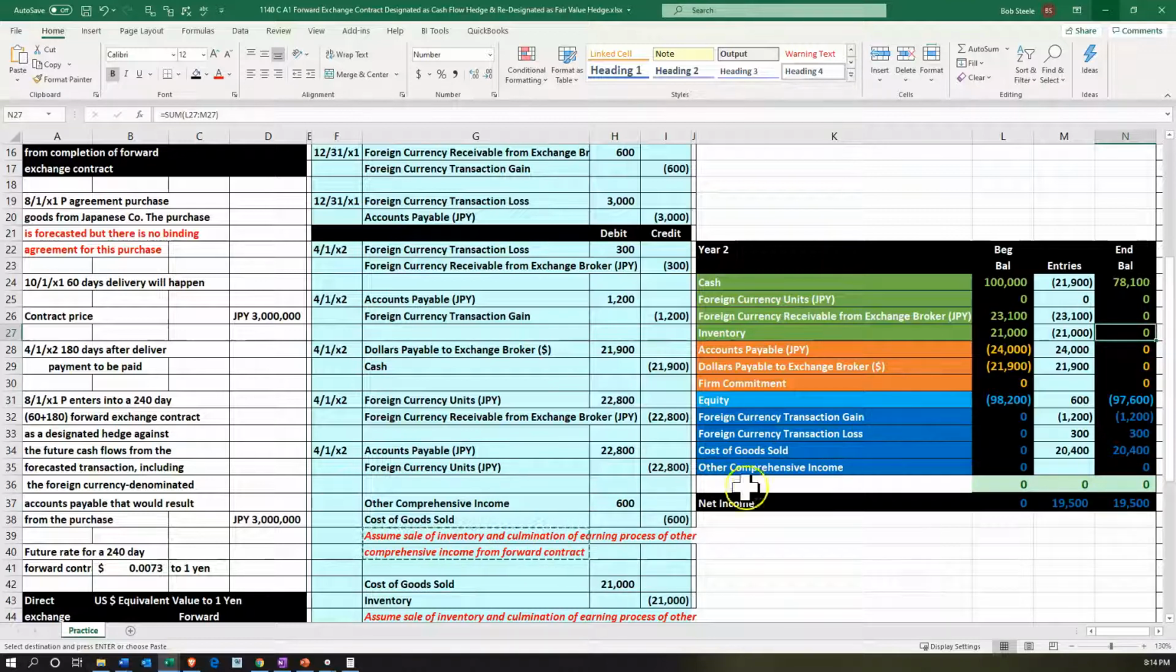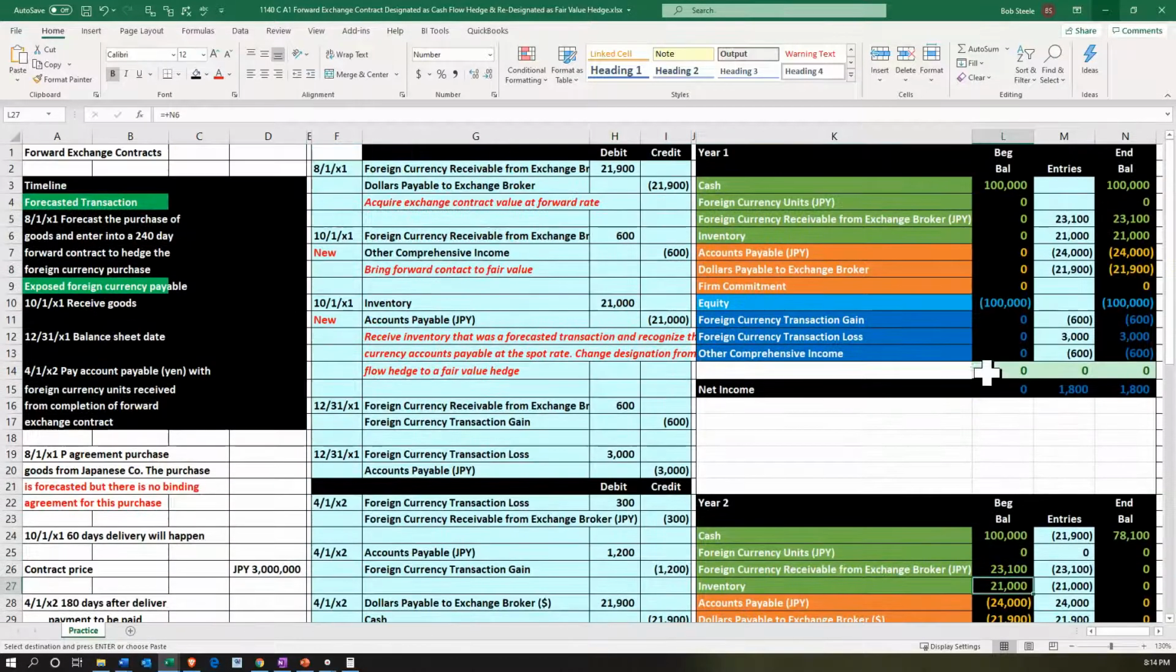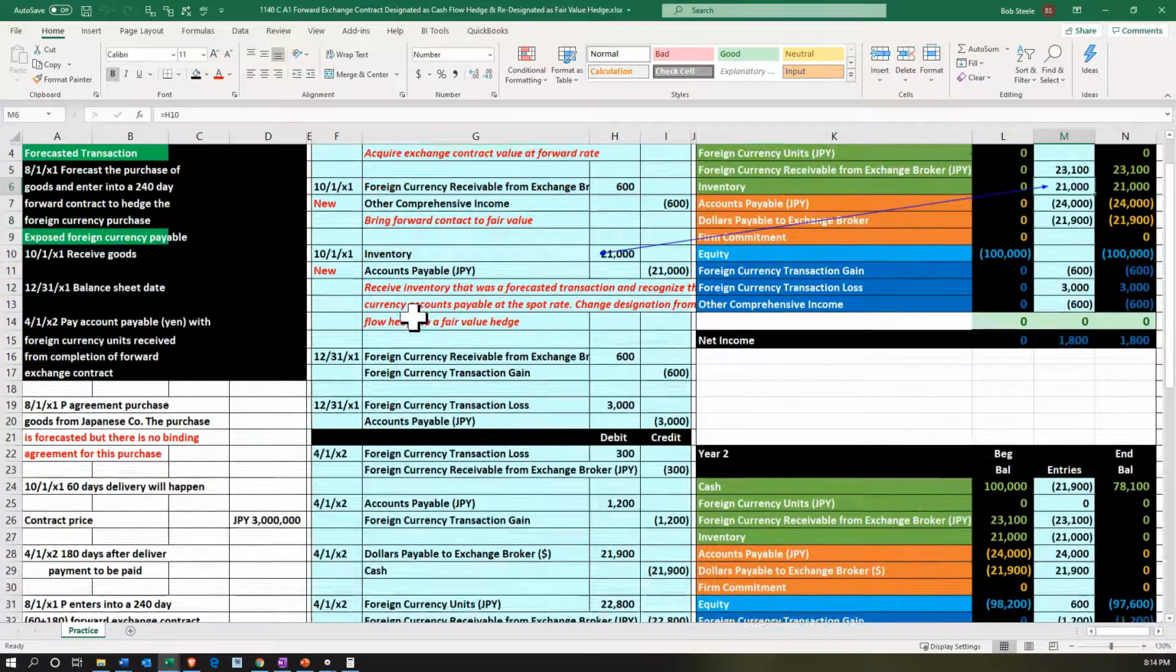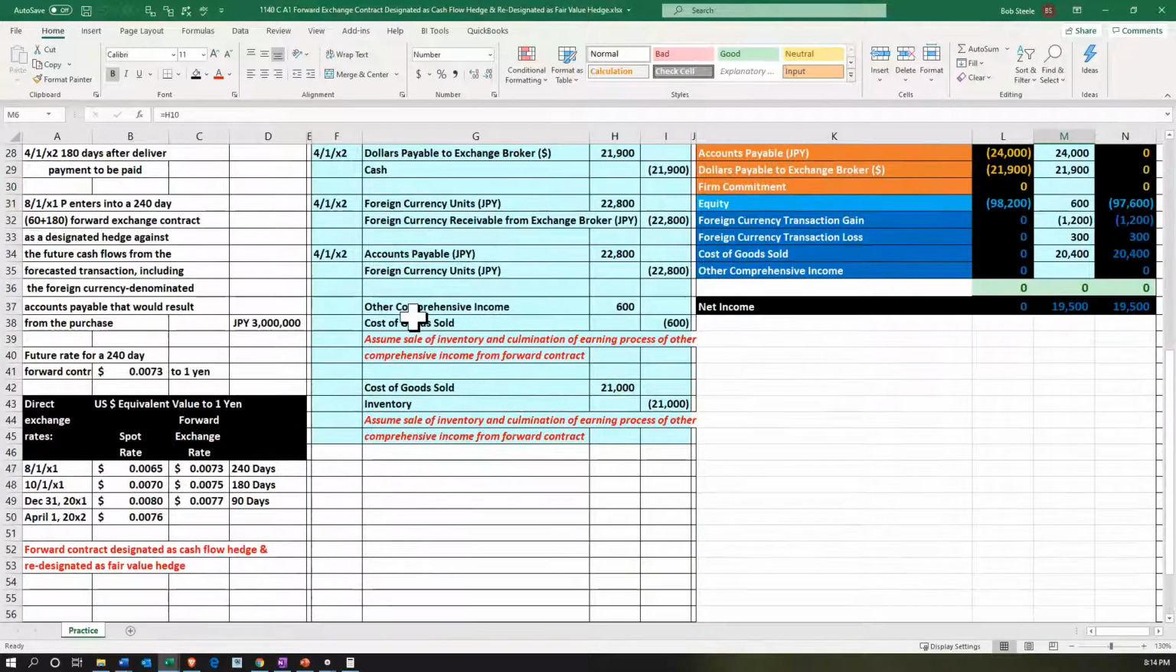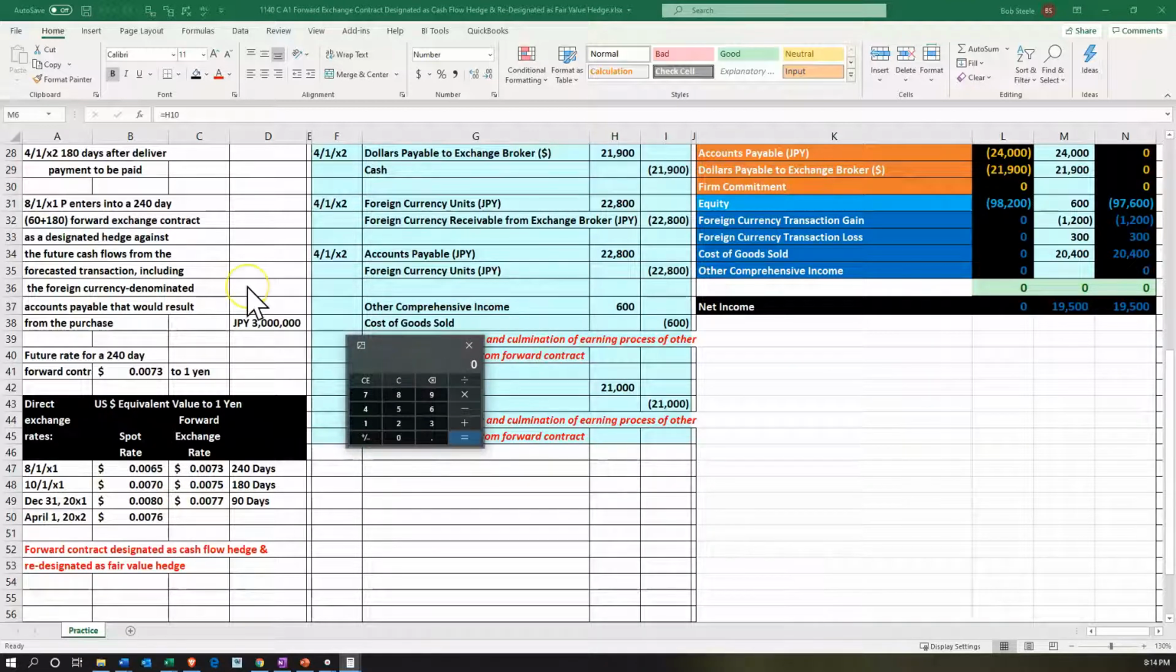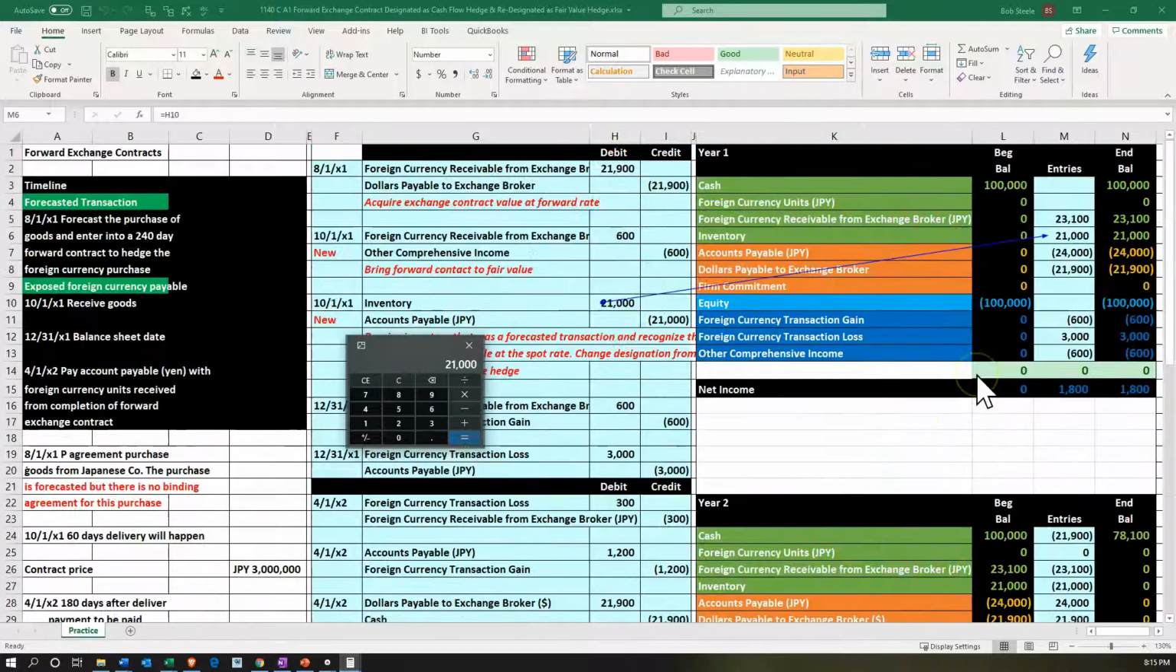So we took that one last step to see what the effect would be on the comprehensive income. Notice the inventory is on the books. If we look up top, it's on the books here at the inventory at the point in time that we actually received it. And then it didn't really change from that point in time, right? We said, okay, if we pull up the trusty calculator, we had the 3 million times the 0.007, because this is when we actually got the inventory on 10/1. That's the spot rate. That's the 21,000. So it didn't change from there.